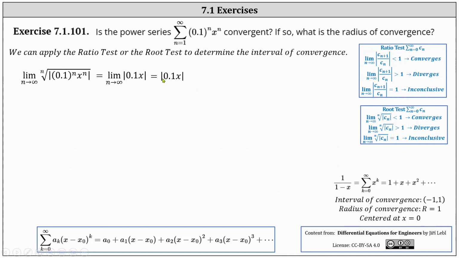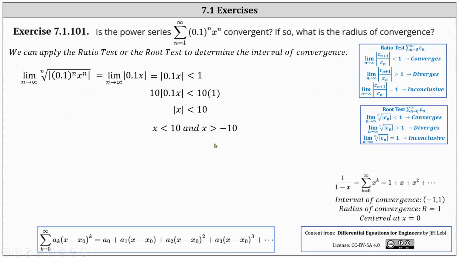And therefore we set the absolute value of 0.1x less than 1 and solve the absolute value inequality. For the next step, let's multiply both sides by 10. Because the 10 is positive, we can bring it into the absolute value. This gives us the absolute value of x is less than 10, indicating x is less than 10 and x is greater than negative 10. And now we know the power series does converge on the open interval from negative 10 to positive 10, and therefore the radius of convergence is 10.